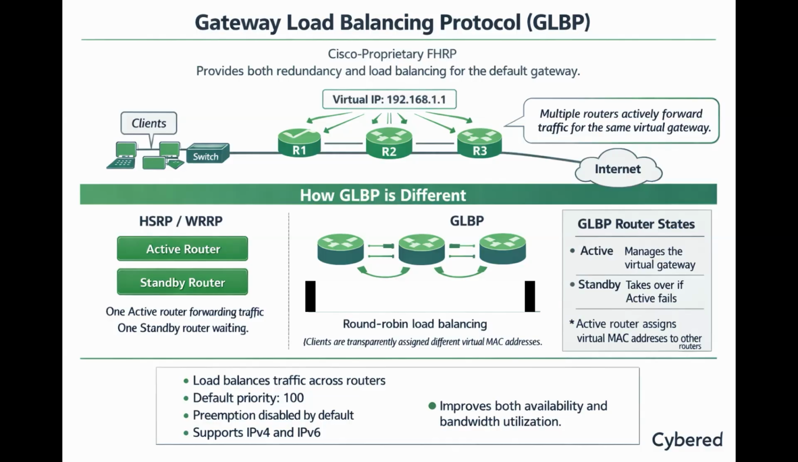GLBP is a Cisco proprietary FHRP that provides both redundancy and load balancing. Unlike HSRP and VRRP, GLBP allows multiple routers to actively forward traffic for the same virtual gateway using a round-robin mechanism. The GLBP router states: active manages the virtual gateway, and standby takes over if the active router fails. The key characteristics: load balances traffic across routers, default priority 100, preemption disabled by default, supports IPv4 and IPv6.